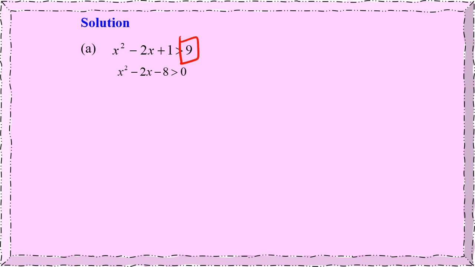After that, what you need to do? Yes, always factorize for quadratic. So factorize, we get x minus 4, x plus 2 more than 0. After that, for graphical, we just have to find the roots, right? Same for this one. Table of sign also we need to find the roots. So find the roots for this one, we have x equal to 4 and x equal to negative 2.